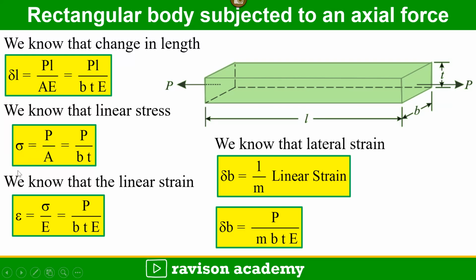The linear stress is equal to load by area. Here area is equal to B into T, breadth into thickness. Therefore the linear strain epsilon is equal to sigma by E, sigma is nothing but P by BT, so epsilon is equal to P by BTE. Similarly, lateral strain is equal to 1 by m into linear strain.